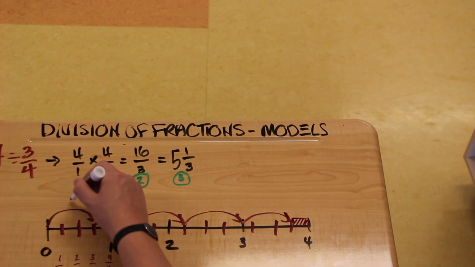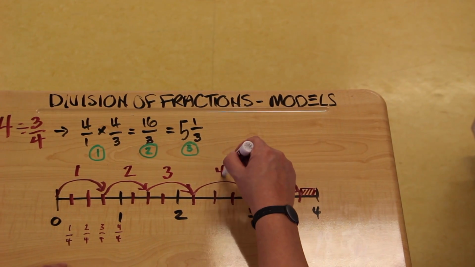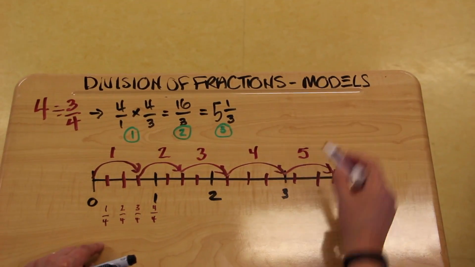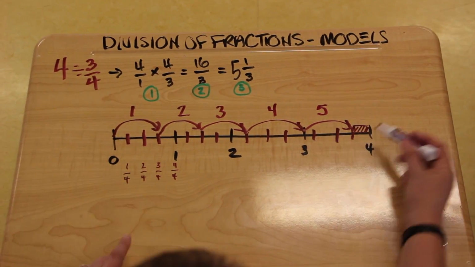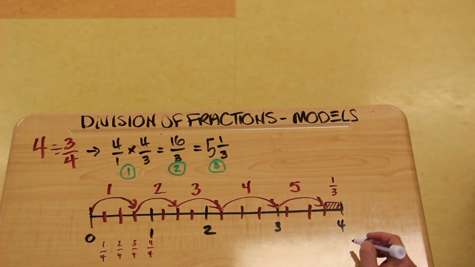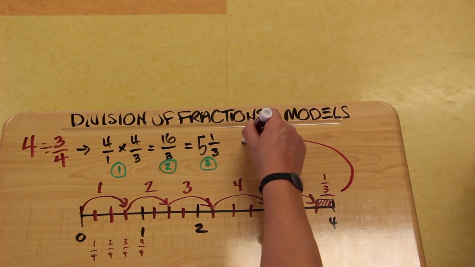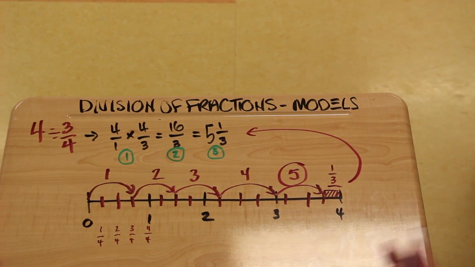So we have 1 whole, 2 wholes, 3 wholes, 4 wholes, 5 whole pieces of 3/4 with 1 out of a possible 3 left over. So our final answer is 5 1/3, and that matches our math up there so that we know we're good.